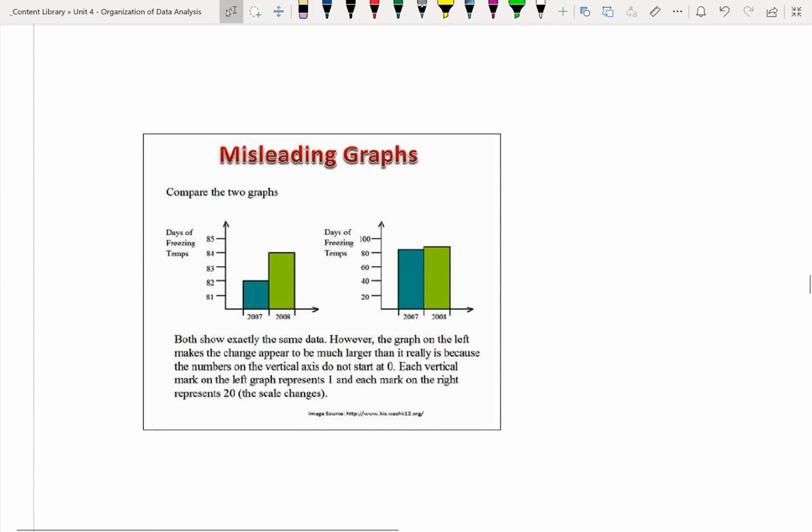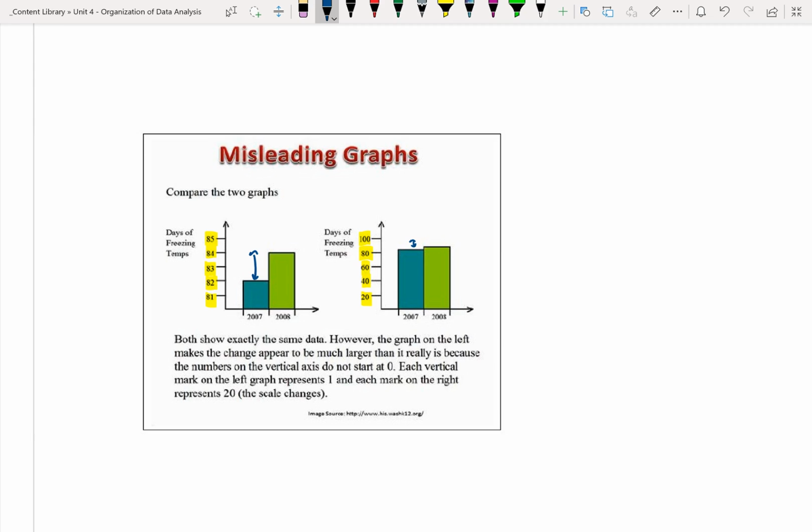So looking at some misleading graphs, we can see here, these are two graphs showing the number of days of freezing temperatures in 2007, 2008. While both graphs show the same information, one graph we can see clearly only shows from 80 to 85, while the other one shows us from 0 to 100. While we're still showing the same information, we can see that clearly there's a large difference between 2007, 2008 in the first graph, where in the second graph, it doesn't look like there's much of a difference at all.